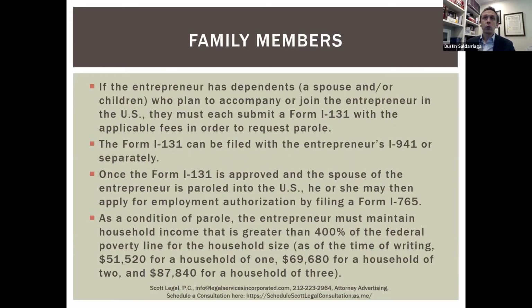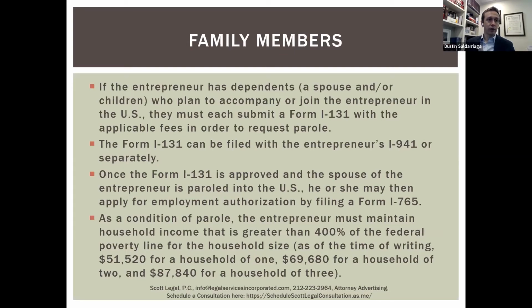What about family members? If the entrepreneur has dependents, meaning a spouse and or children, and they want to accompany the entrepreneur, meaning go with them at the time the entrepreneur enters the US, or if they want to join the entrepreneur later, they would file a Form I-131 to request parole. So the I-131 is a travel document application. It's what you file with the government, and the government then gives the person the ability to enter the US, or if they're already in the US, to leave and enter the US. So the Form I-131 can be filed either with the entrepreneur's I-941 or later. Once the Form I-131 is approved and the spouse is paroled into the US, they can then apply for work authorization by filing a Form I-765. Children cannot apply for work authorization, only the spouse can.